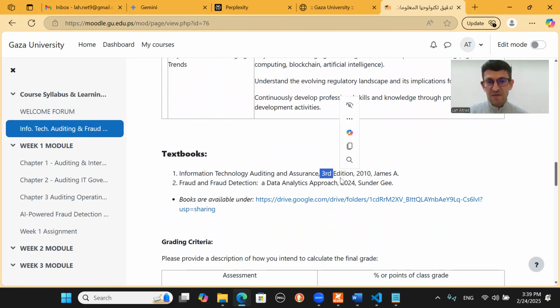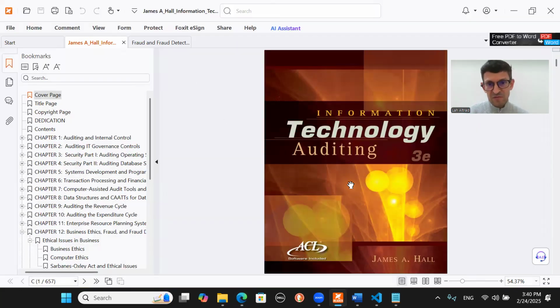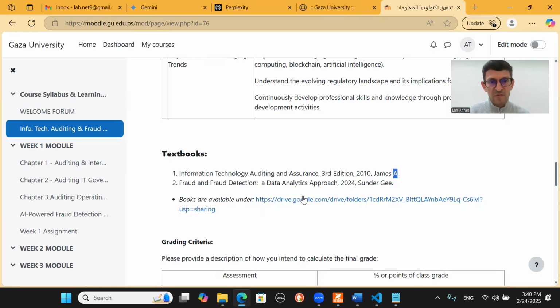Third copy. I couldn't find the fourth one. Probably there's no fourth edition. This one, 2010, for James A. I think the name is not complete here, but we can go to this book. If you go to, yeah, so here's the name of the author, Information Technology Auditing. It has 12 chapters, so it will bring you through all these chapters, from 1 to 12. So we can go back to this one.